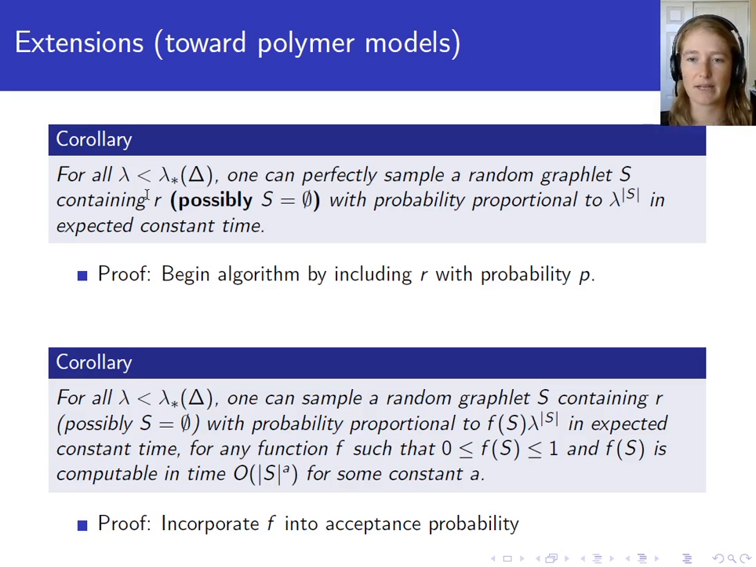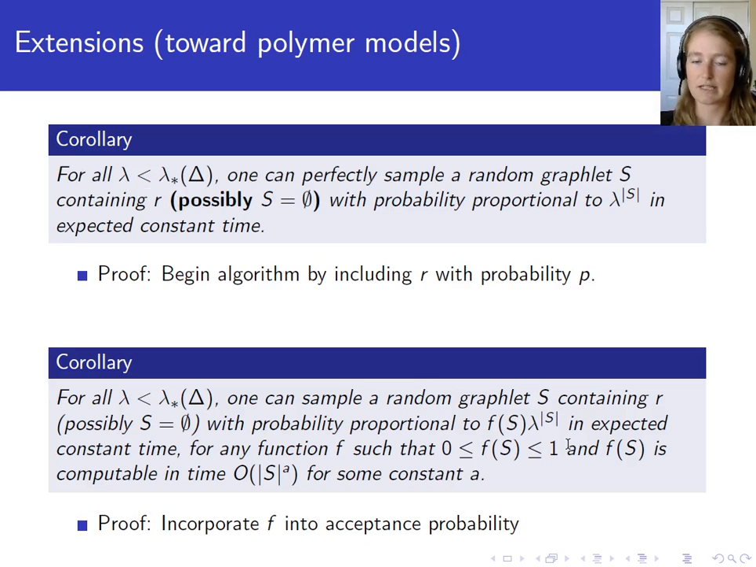Right, so with probability 1 minus P, we just return the empty graphlet, and with probability P, we include the root and begin the rest of our process just like before. This is important for polymer models because we're going to need the empty graphlet containing no vertices to be able to come up as one of our possibilities in our sampling.